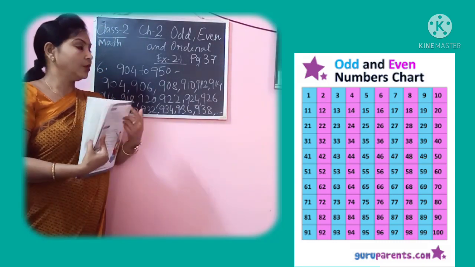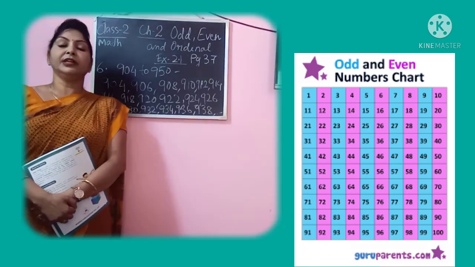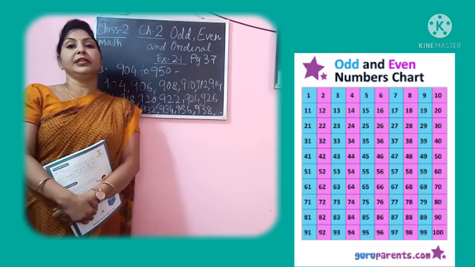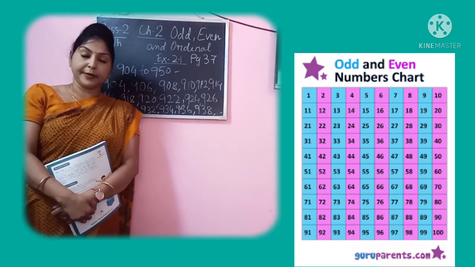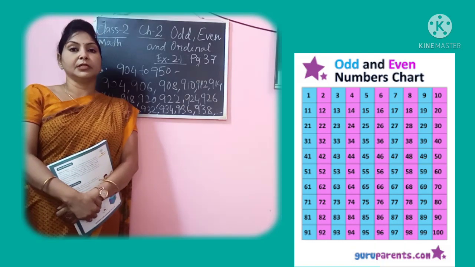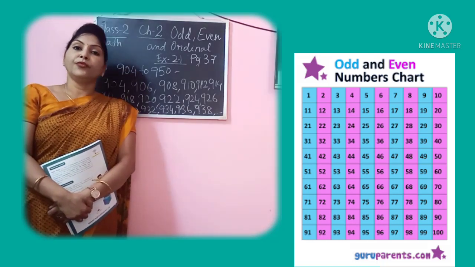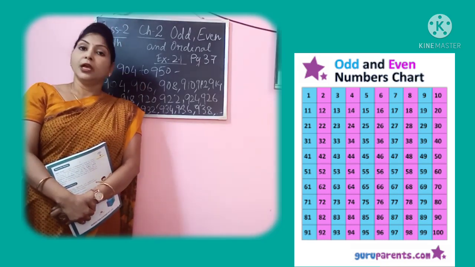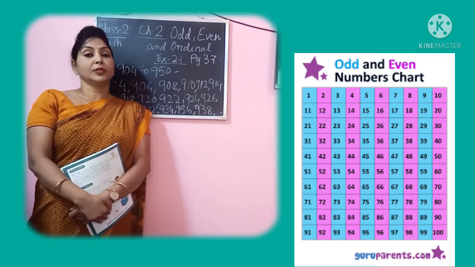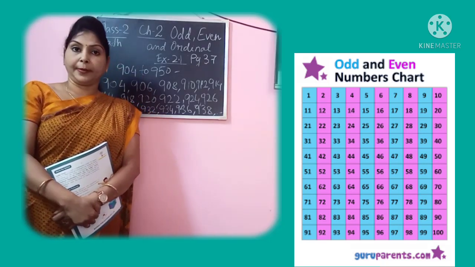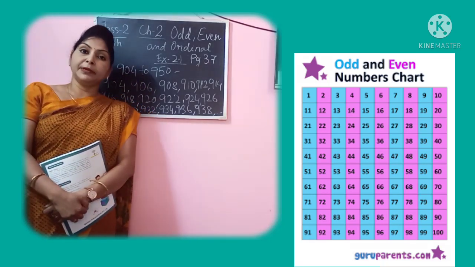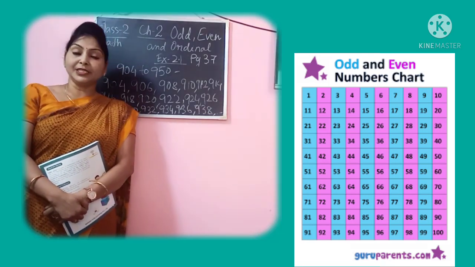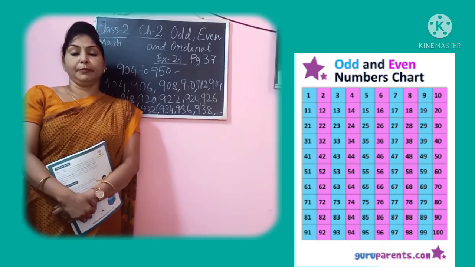Children, once again I am repeating, today we have learned the concept of odd and even. What are even numbers? Even numbers are those numbers which form pairs. Those numbers which have 0, 2, 4, 6, 8 at the ones place are called even numbers. Now what are odd numbers? Odd numbers are those numbers which do not form pairs. Numbers which have 1, 3, 5, 7, 9 in the ones place are called odd numbers.